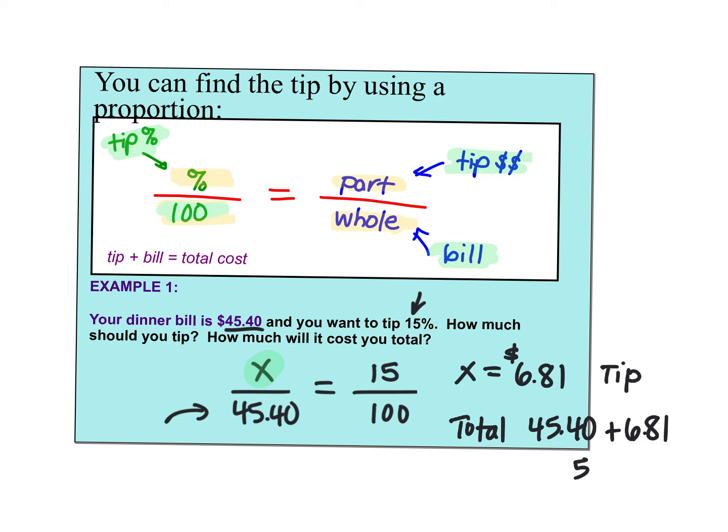And I end up with $52.21 total for my meal. Now that doesn't include tax, but we know how to find tax, but we'll just worry about the tip for now. So my total will be $52.21.